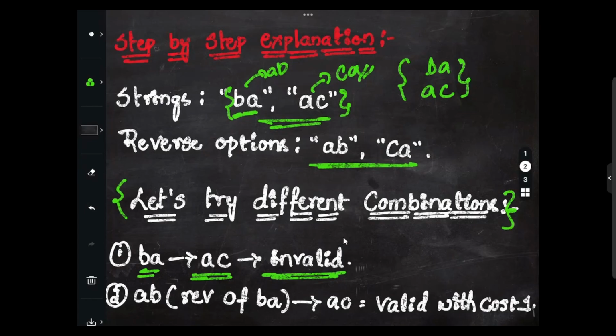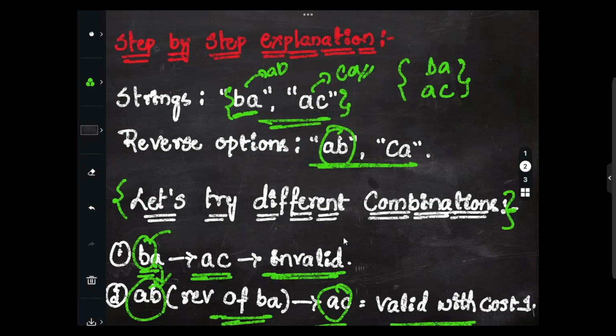Now let's consider the reverse of BA. The reverse of BA is AB, and we can reverse it according to the question. So now we have AB and AC. AC we haven't reversed; only BA has been reversed and considered along with the AC. Now we have a valid arrangement with the cost one.